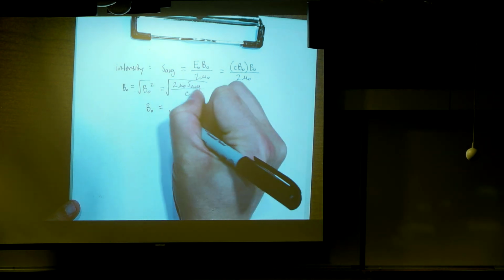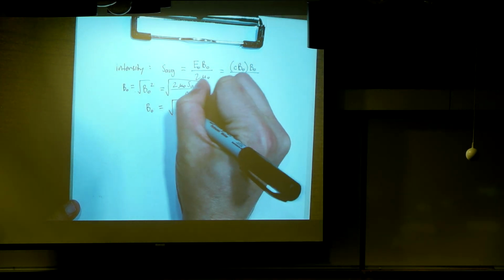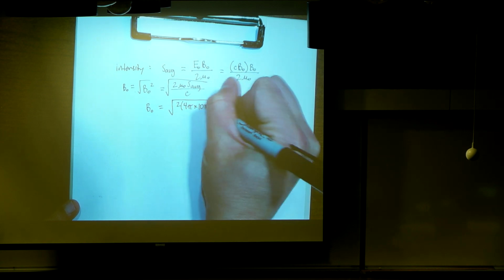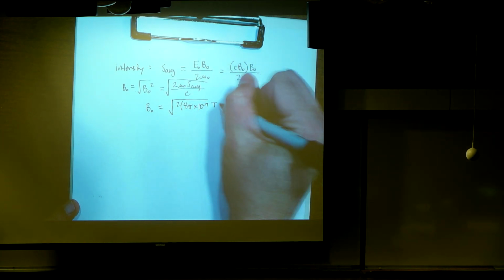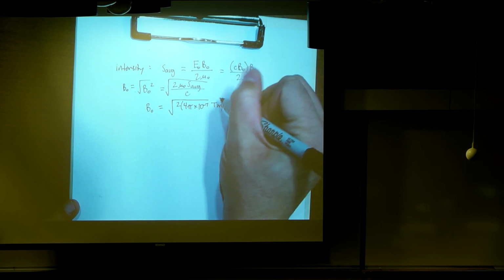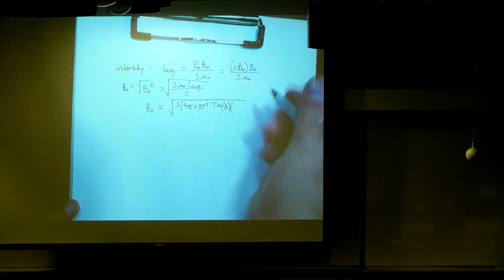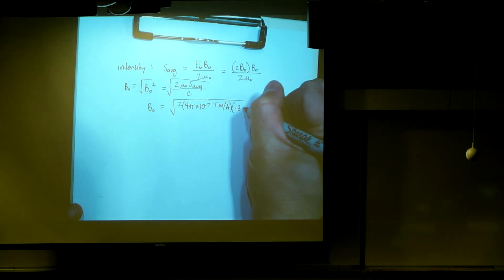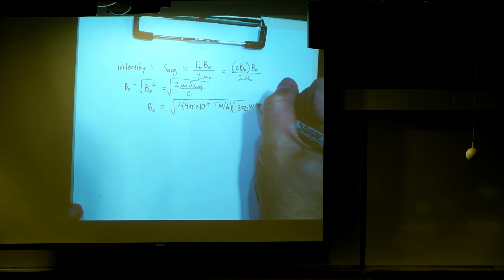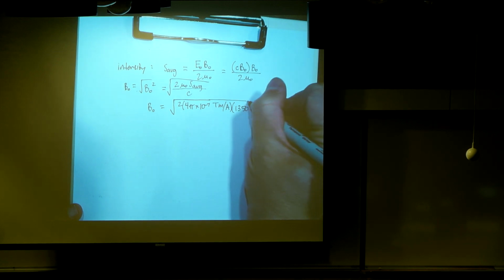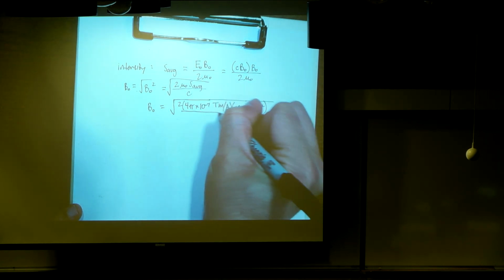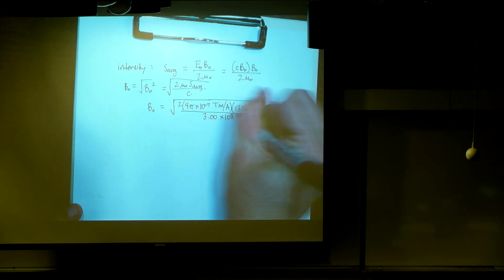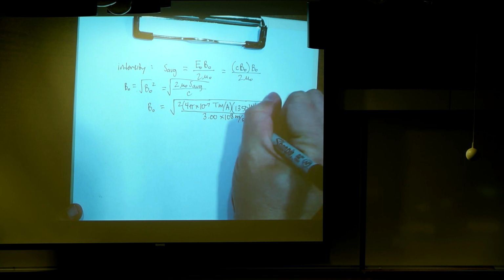All right, cool. So B naught is the square root of 2 times mu naught, which is 4 pi times 10 to the minus 7 Tesla meters per amp. S average, that's the intensity of the sunlight. So at the location of Earth, that's 1,350 watts per square meter. And then we'll finally divide by the speed of light, which is c, which is just 3 × 10⁸ meters per second.